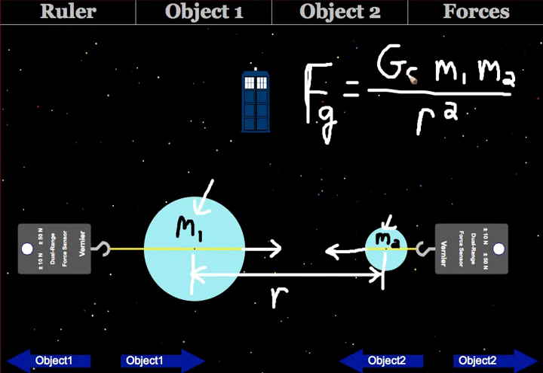To this, we add the universal gravitational constant, which is an indication of the strength of the gravitational force in relation to other forces. Our force obviously will come out in newtons, so long as we work in meters for our distance and kilograms for our masses.